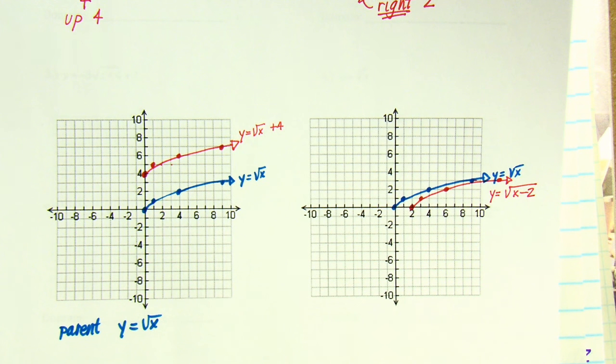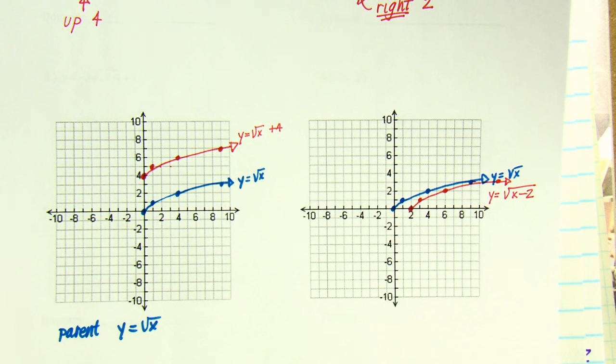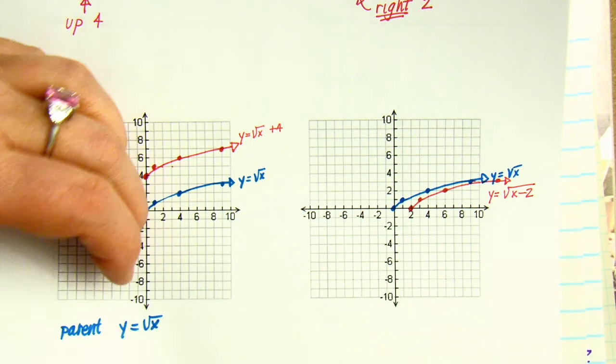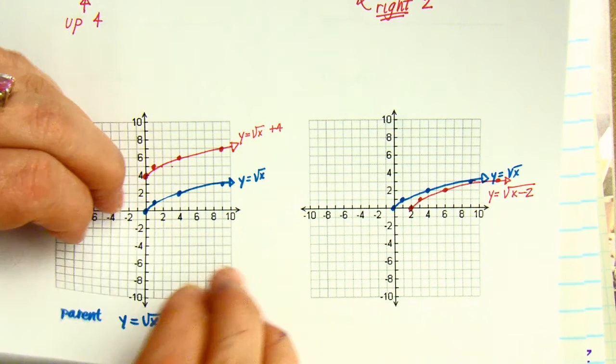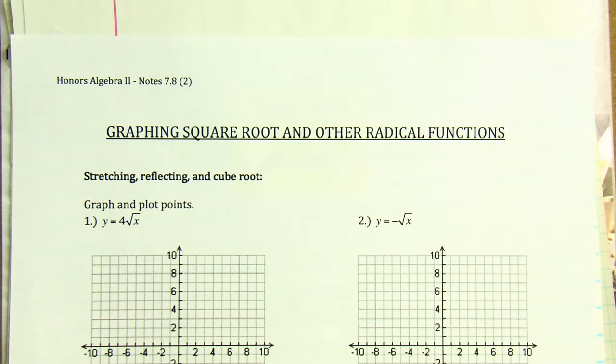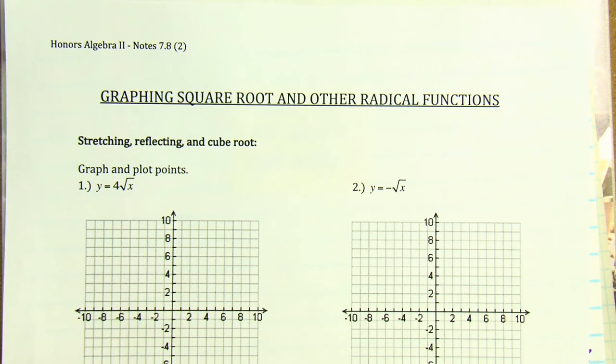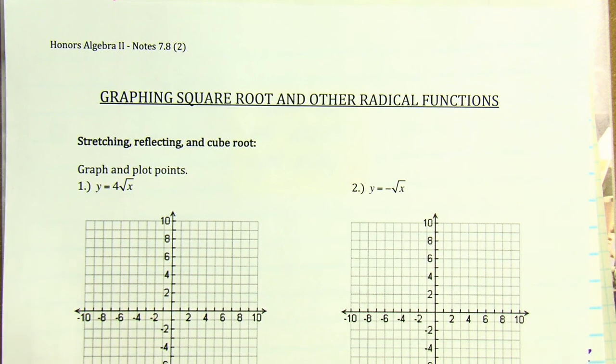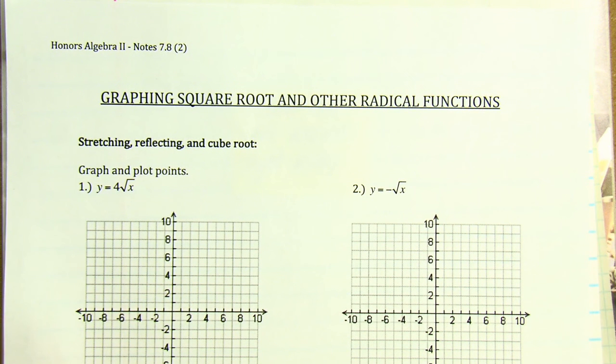Okay, so if you have questions on these transformations, or how to graph the square root, please let me know. All right, which is now going to bring us to that 3rd page of notes, which is labeled 7-8 part 2, but it's really not part 2, it's just continuation. Okay, graphing square root and other radical functions.